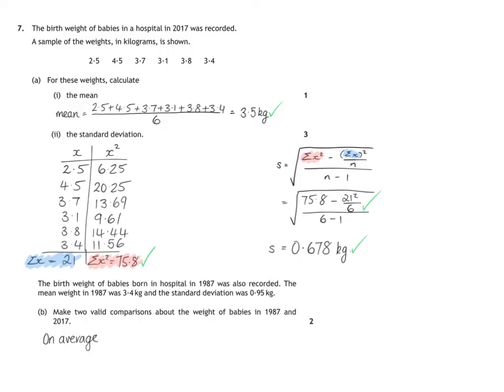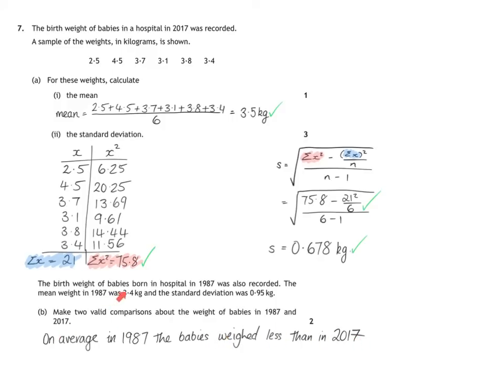So first things, on average, if we're going to say, so we'll say in 1987, the babies weighed, so in this case it's either more or less, so we're looking at our comparison. So we had 3.4 here, and we've got 3.5 here. So we can say, so they weighed less than in 2017. So that's our first comment. So we need to mention that on average needs to be about babies and whether they weighed less or more.